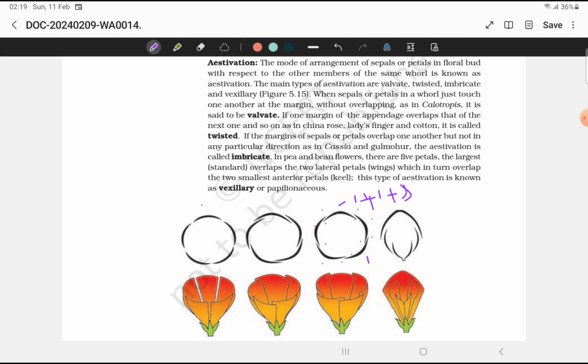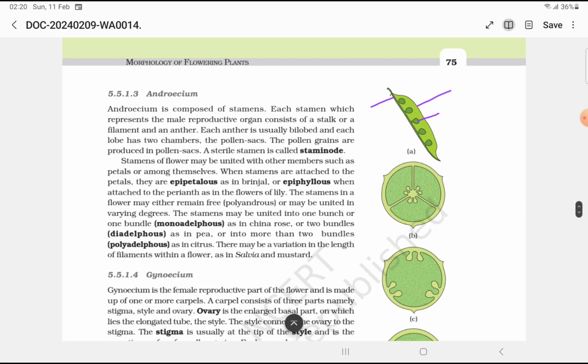And this aestivation is also very special. This is vexillary aestivation, and this is a characteristic aestivation of the petals of Fabaceae. We'll see that. Standard petal, lateral wing petals, and these two are the keel petals. Look here, the keel petals alone are attached. The other 1, 2, 3 petals are free. All this has been mentioned there. Let us see.